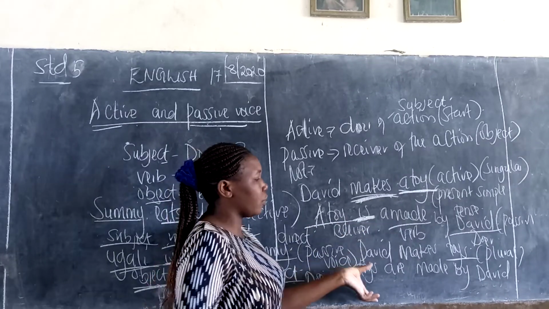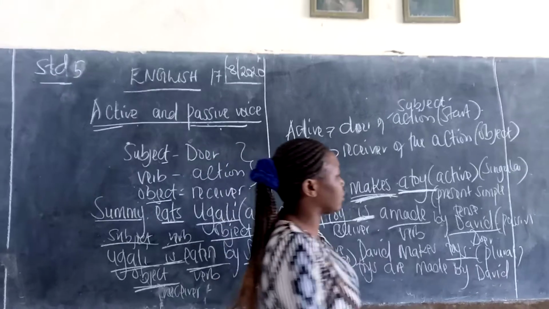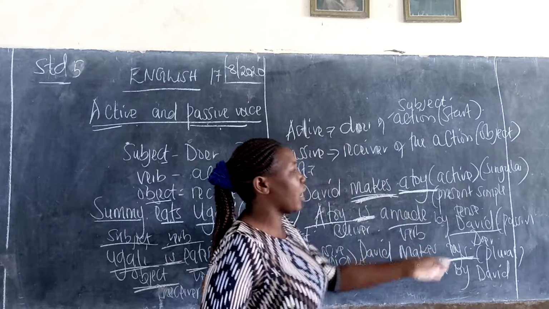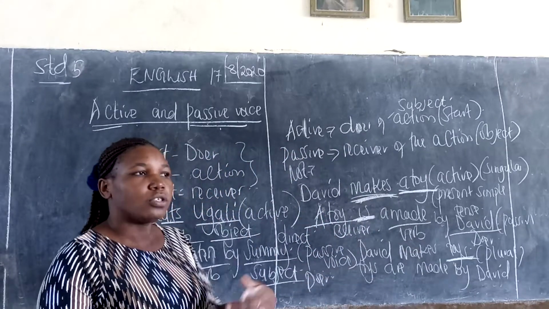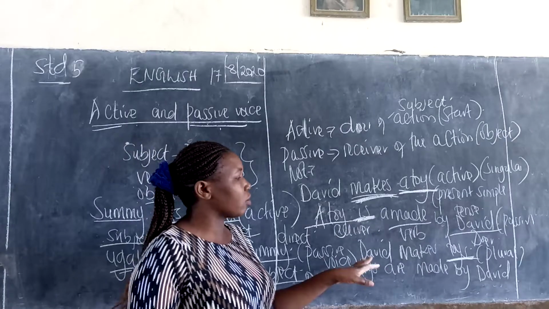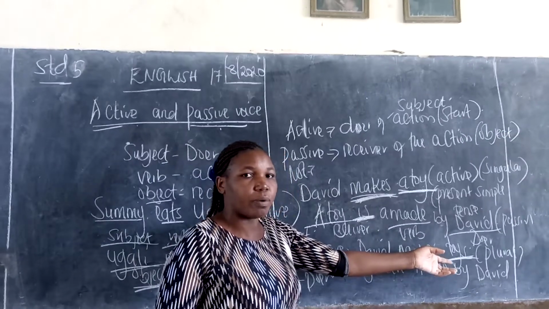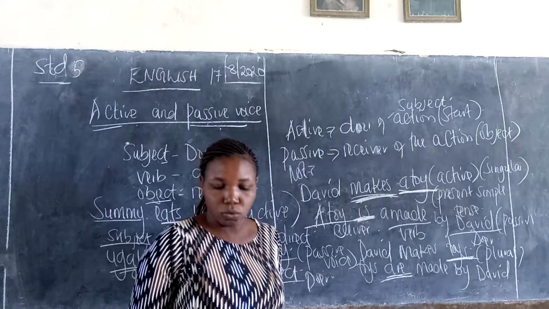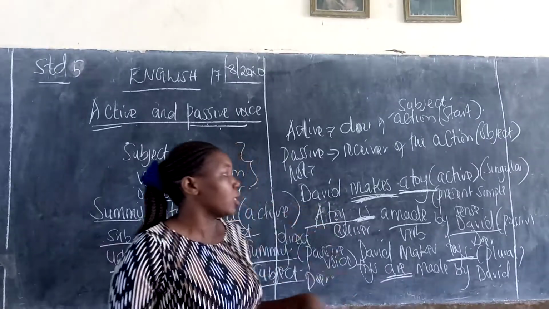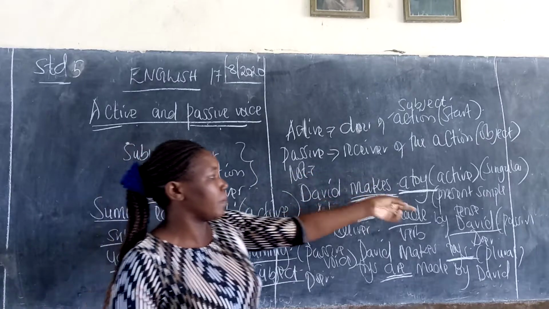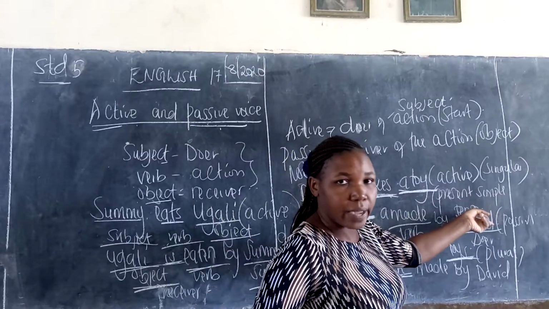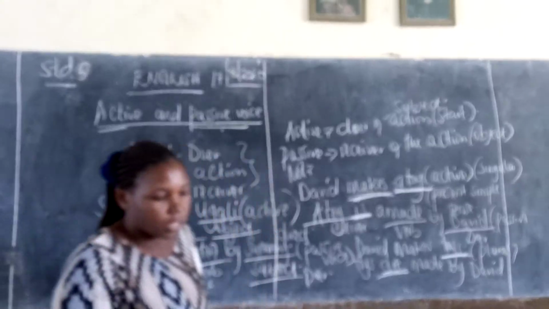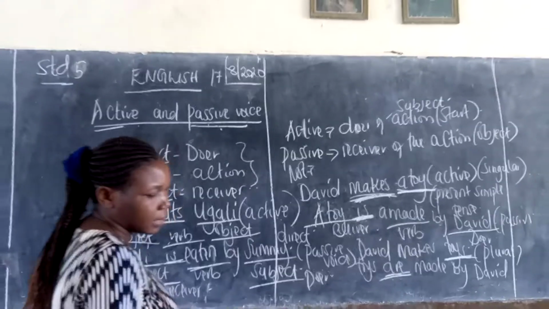But when we come to plural, when you find that the word ends with plural, for example toys, mangoes, tomatoes, potatoes, all those, you have to use are. We usually use are. So that is when our sentence is in present simple tense.